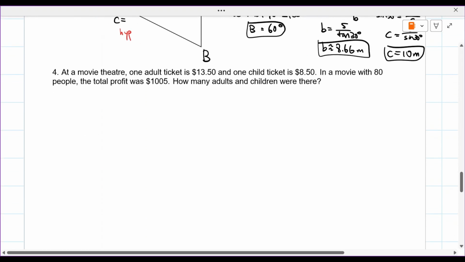Now let's move on to question 4. At a movie theater, one adult ticket is $13.50 and one child ticket is $8.50. In a movie with 80 people, the total profit was $1,005. How many adults and children were there?